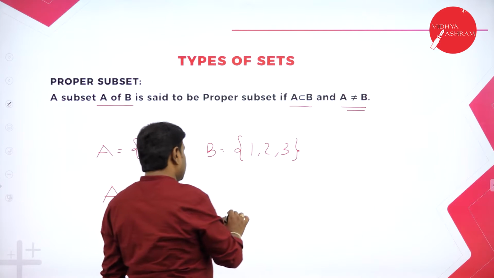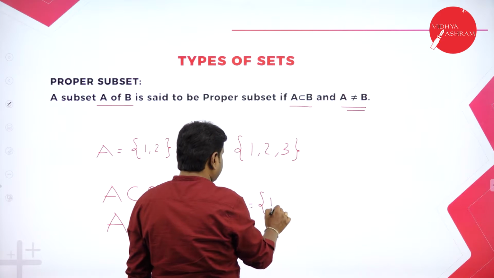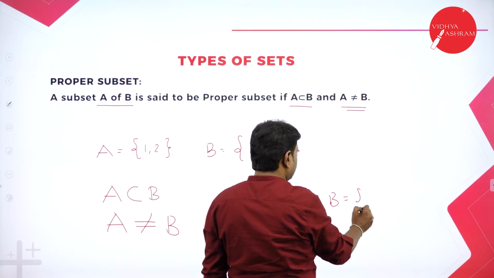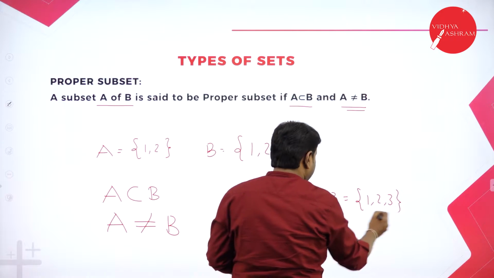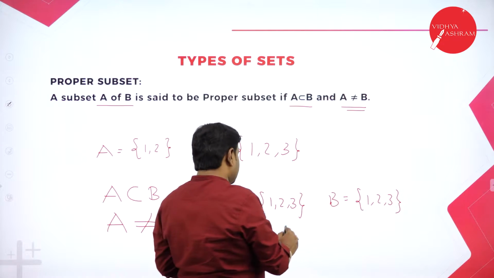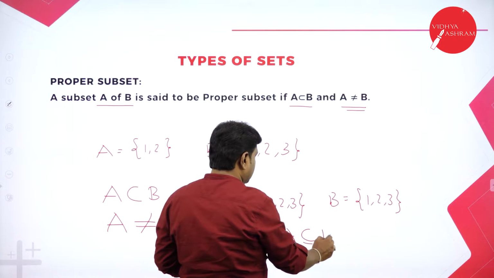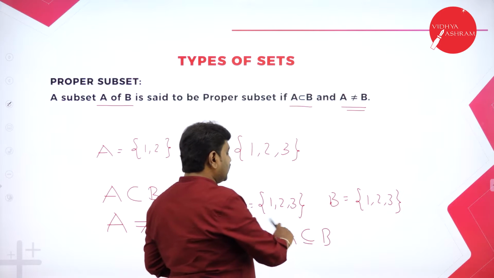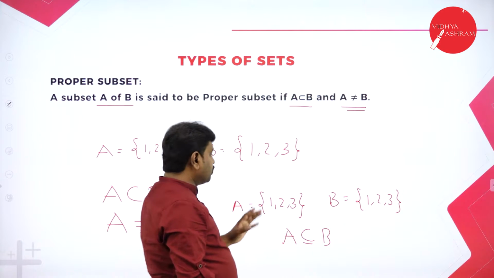Suppose I write A equals {1, 2, 3} and B equals {1, 2, 3}. Now both are the same sets, they are equal sets, and A is a subset of B, or I'll write subset or equal to B. So therefore here this is not a proper subset, it is an improper subset.